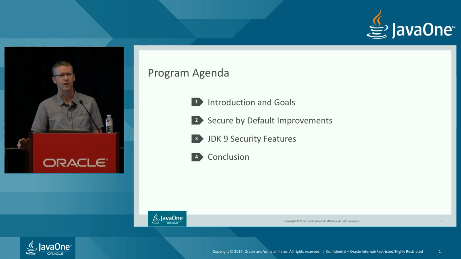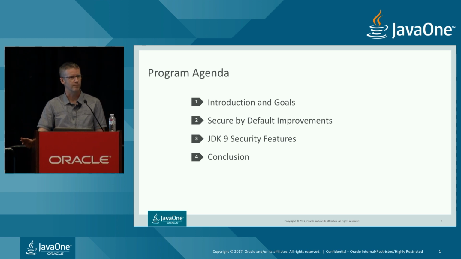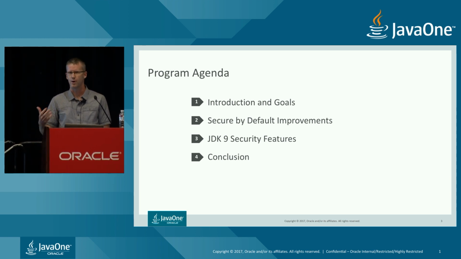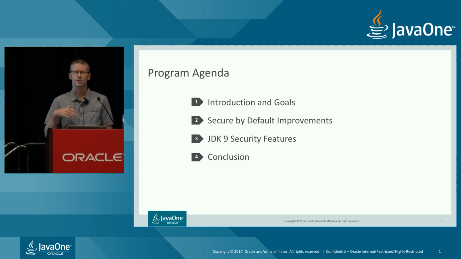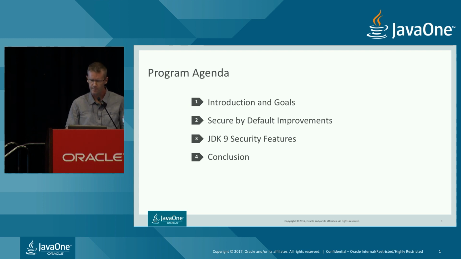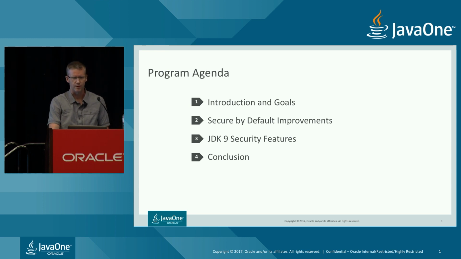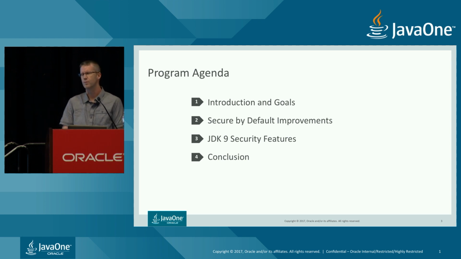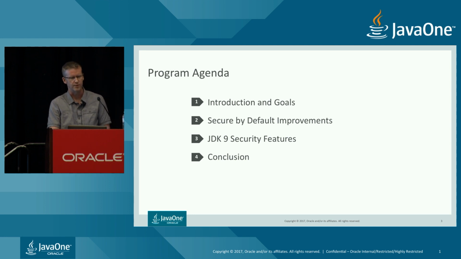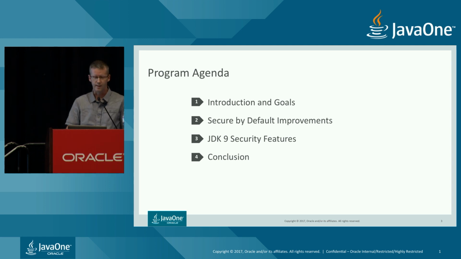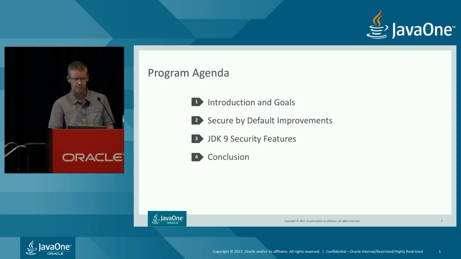What I like to do at the beginning is just give a quick high-level overview of Java security. There's a lot of components that make up Java security, so I feel it's a good way to give a refresher, and it also sets the stage for the rest of my talk because I will be discussing most of those components in a little bit more detail. So I'm going to start out with an introduction and goals, and then I'm going to go through the improvements that we've been making to make the JDK more secure by default. Then I'll talk about some of the exciting new security features in the just released JDK 9, and then we'll wrap up with the conclusion and pointers to more information.